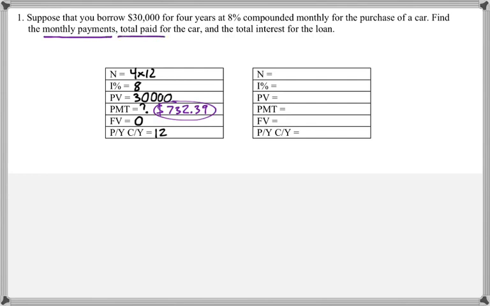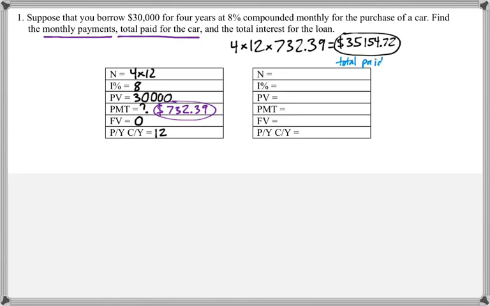Then they want the total paid for the car. So how many of these monthly payments did we make? So this was 4 years times 12 months per year times the amount of our monthly payments. And this will equal $35,154.72. So that is the total paid.